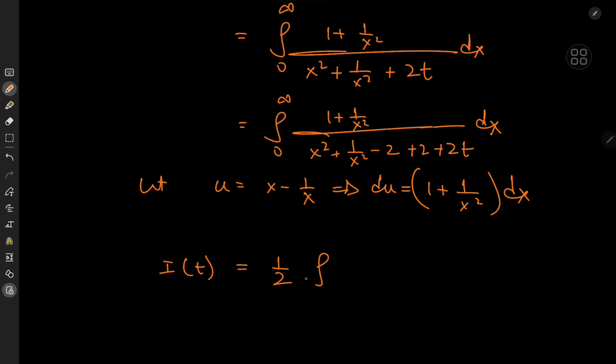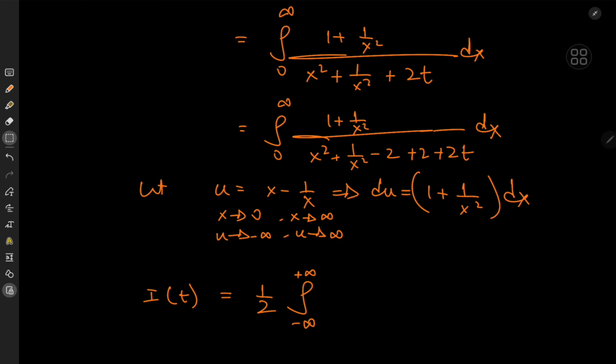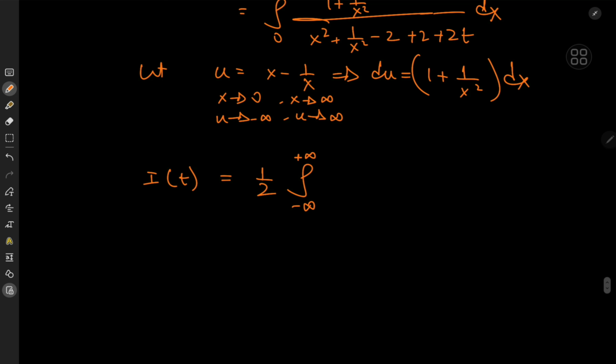So that would be 1/2 the integral, no wait, not from 0 to infinity. As x approaches 0, we have u approaching negative infinity. And as x approaches infinity, we have u approaching infinity. So the integral is from negative to positive infinity. And we have du up top, and downstairs we have x minus 1 over x, the whole thing squared, plus 2 times 1 plus t. So that would be u squared plus 2 times 1 plus t.